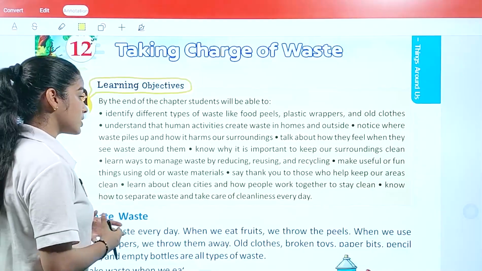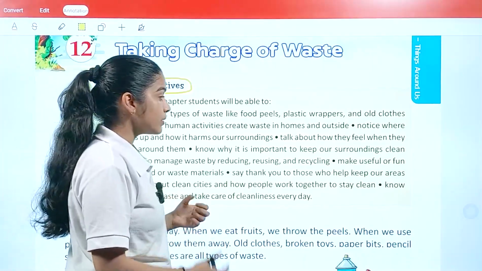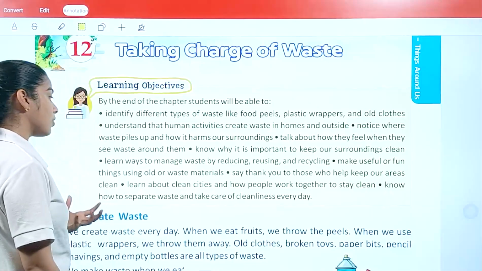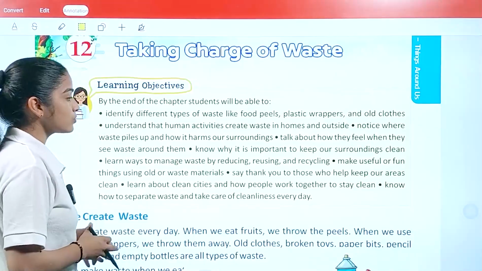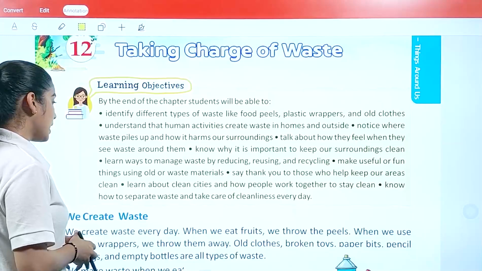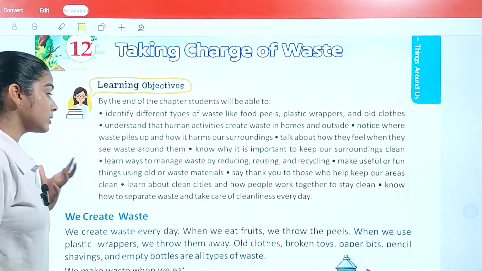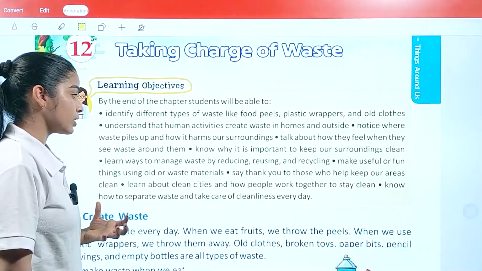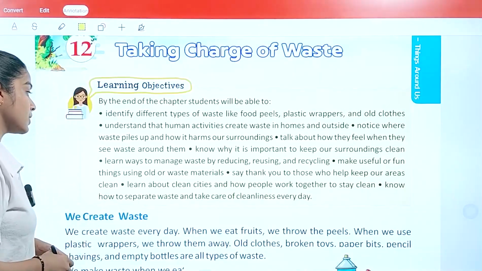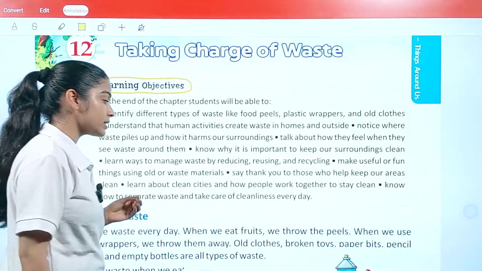Learn ways to manage waste by reducing, reusing, and recycling. Make useful or fun things using waste materials. Say thank you to those who help keep our areas clean. Learn about clean cities and how people work together to stay clean. Know how to separate waste and take care of cleanliness every day.